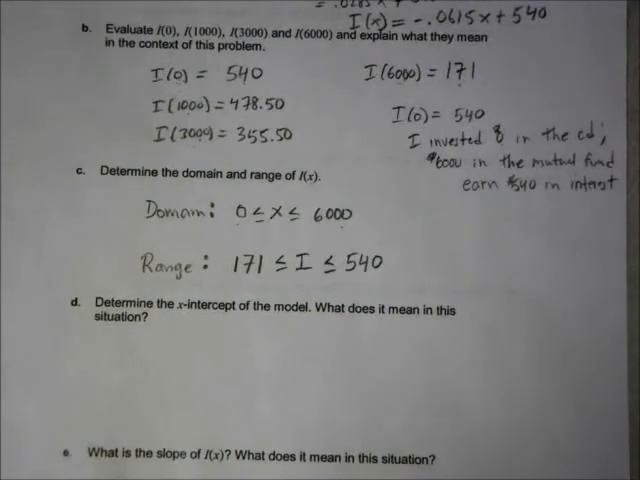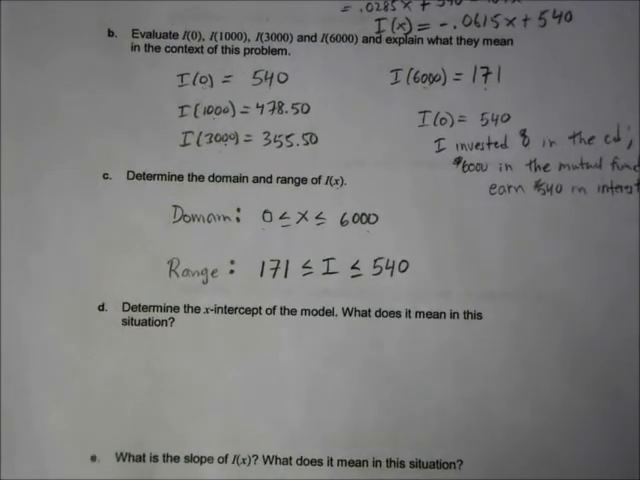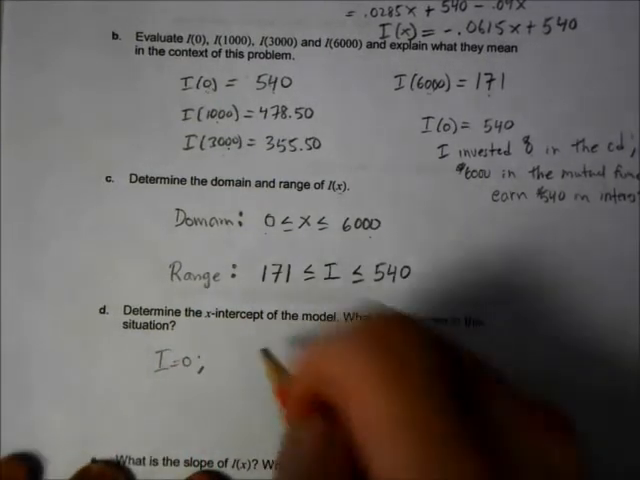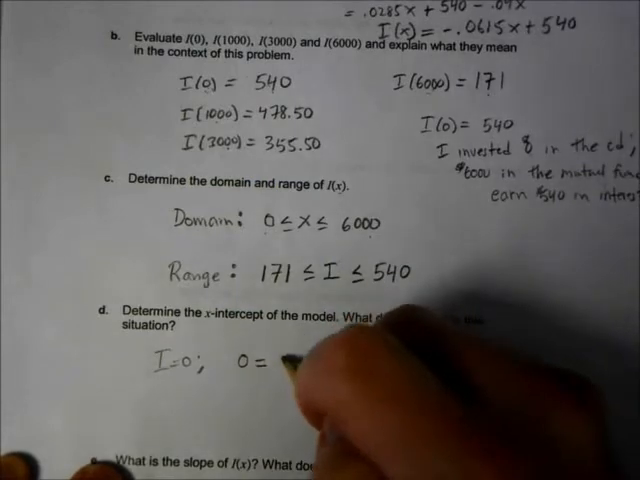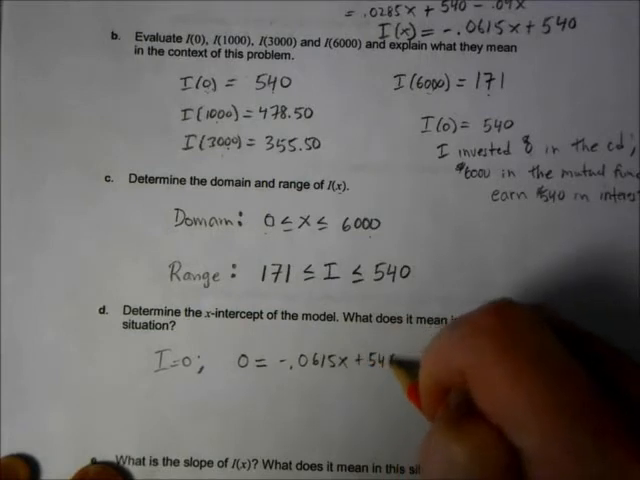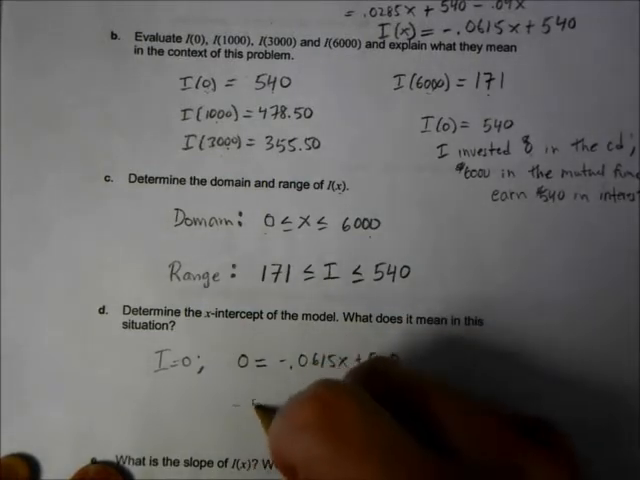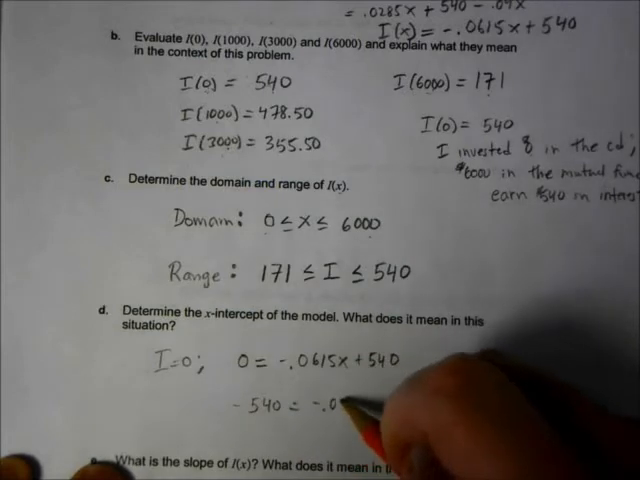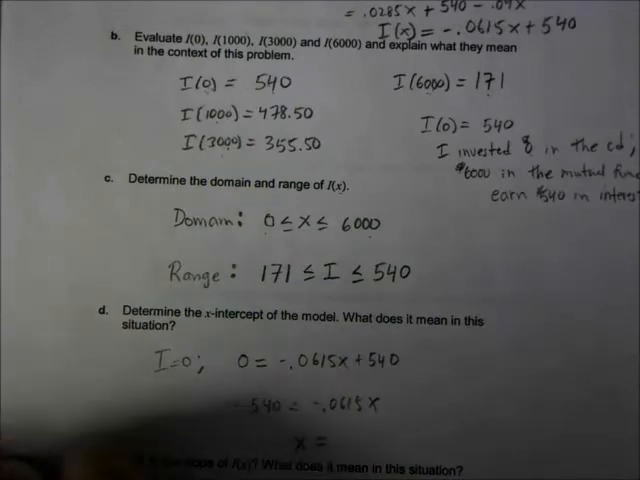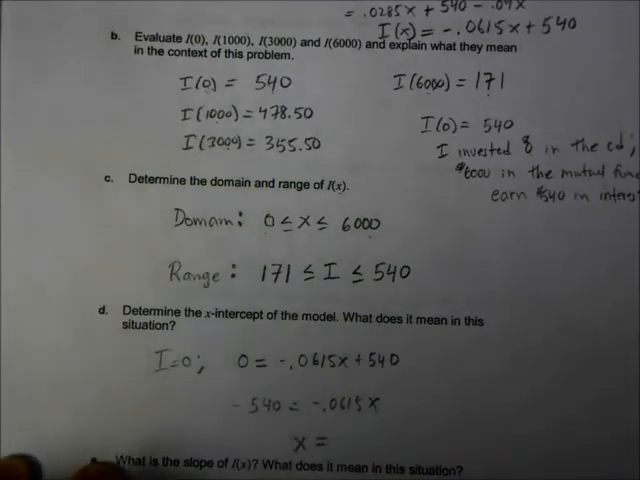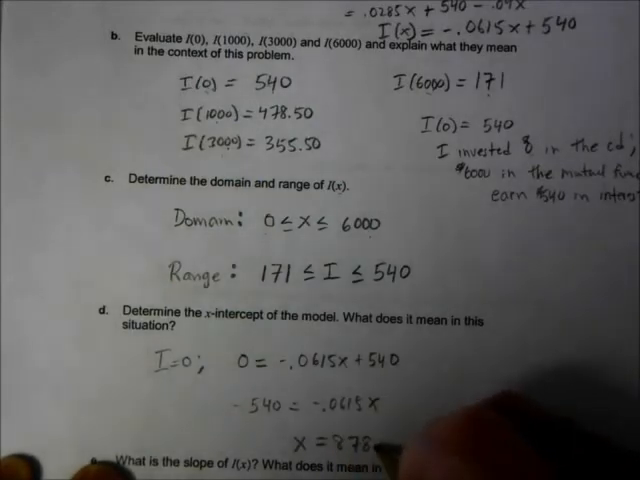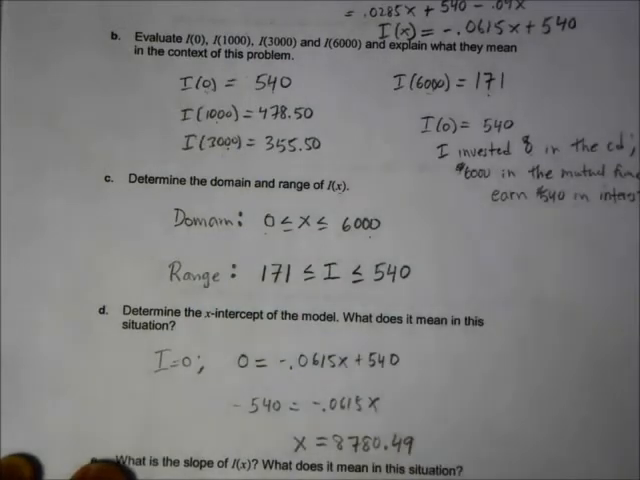Alright. Determine the x-intercept. Well, determining the x-intercept would mean I is 0. If I is 0, I'm going to have 0 equals minus 0.0615x plus 540. Move the 540 over. Minus 540 is minus 0.0615x. Divide through. I get x is 8780.49, rounding off to 2 decimal places.